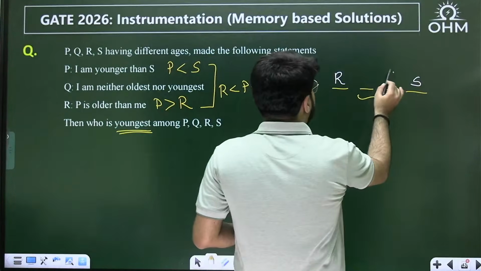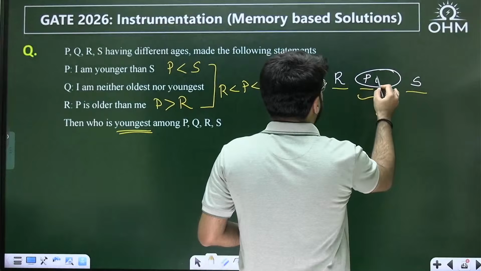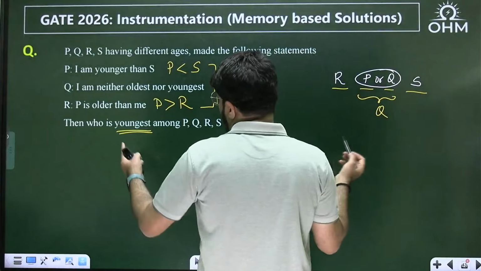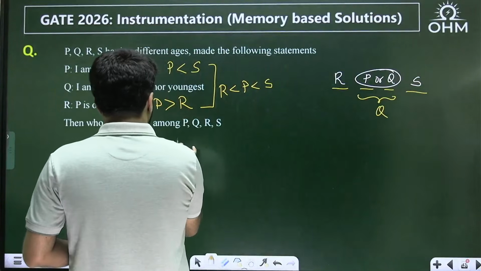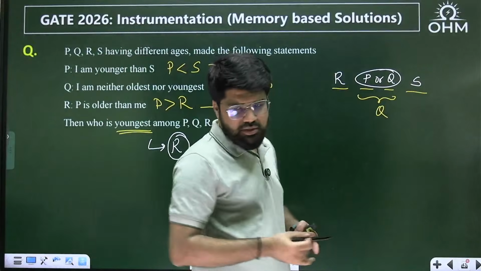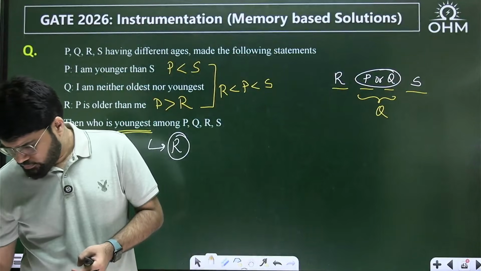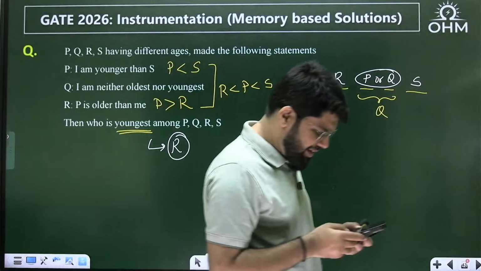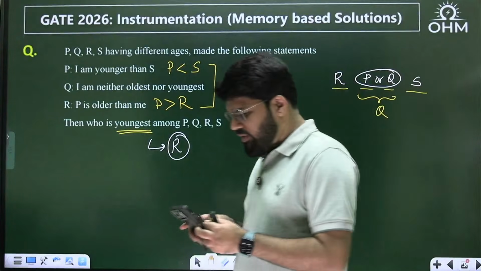So now what is there? Out of these two, P or Q, anything that is missing and we don't want. Who was the youngest? Youngest is R. If they ask eldest, eldest will be S. Correct answer, right? Simple one, easy one.